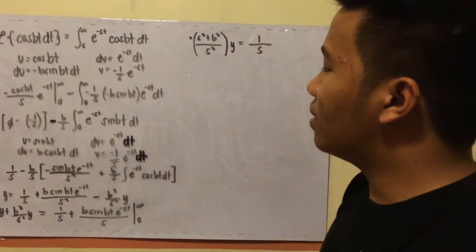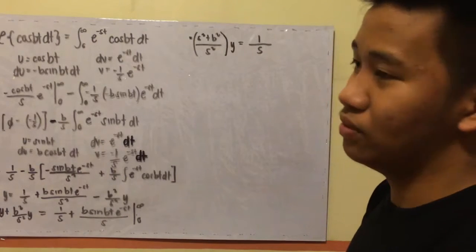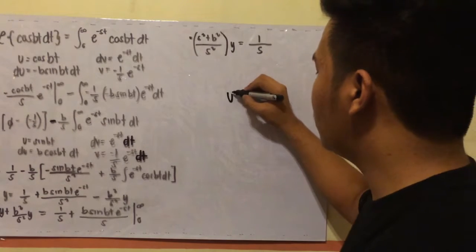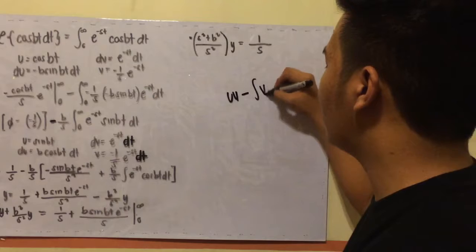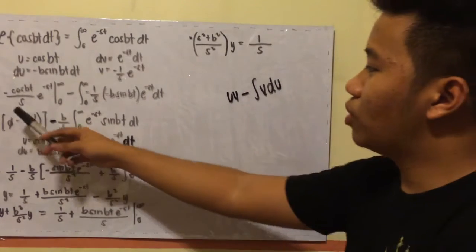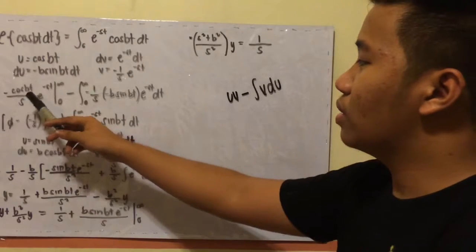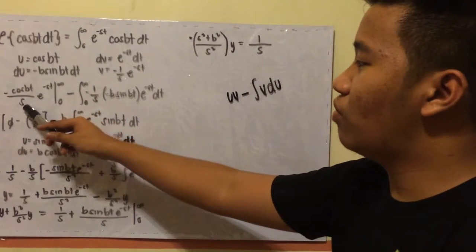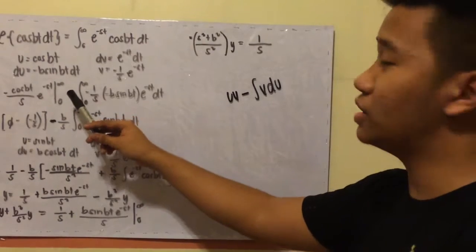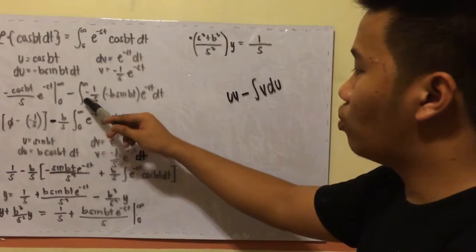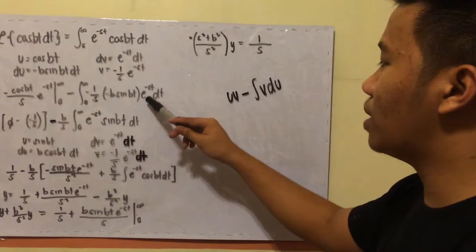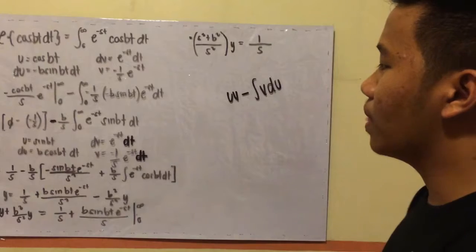So plugging in the solution into the equation of integration by parts, which is uv minus the integral of v du, we get negative cosine bt multiplied by e raised to negative st over s, approaching from 0 to infinity, minus the integral of negative 1 over s times negative b sine bt multiplied by e raised to negative st dt.